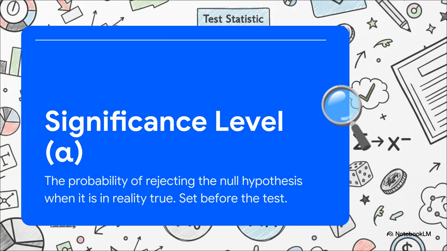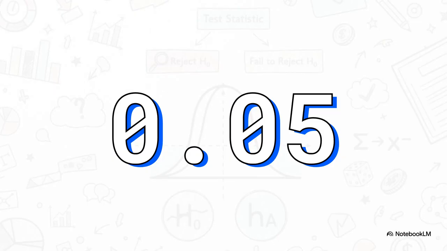This risk level has a name. It's called the significance level, or alpha. It's our line in the sand, our standard of proof. And by far, the most common alpha level you will see everywhere in research is 0.05, or 5%. What this means is that we, as the researchers, are willing to accept a 5% chance of being wrong and concluding there's an effect when, in reality, there's nothing going on. This basically sets a 95% confidence level for our test.